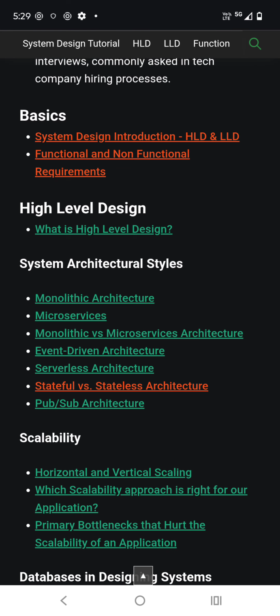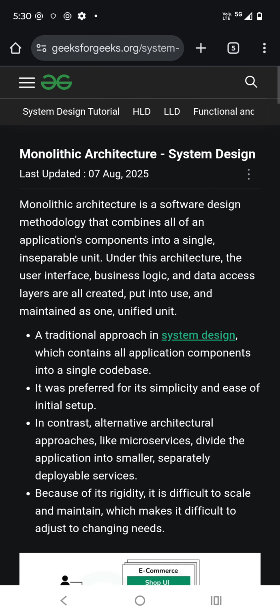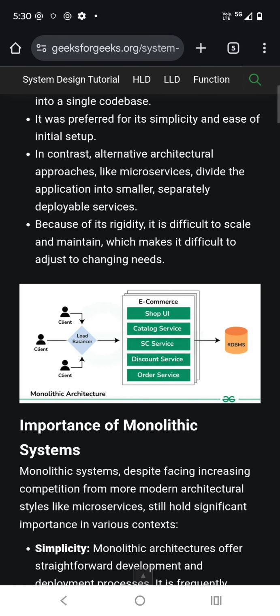Okay, and generally we should be aware of some architecture styles. You can see here there are majorly these architecture styles: monolithic architecture, microservices architecture, event driven architecture, and serverless architecture. These are the main architectures. I want to explain these things. So what is monolithic architecture? Let's discuss it here.